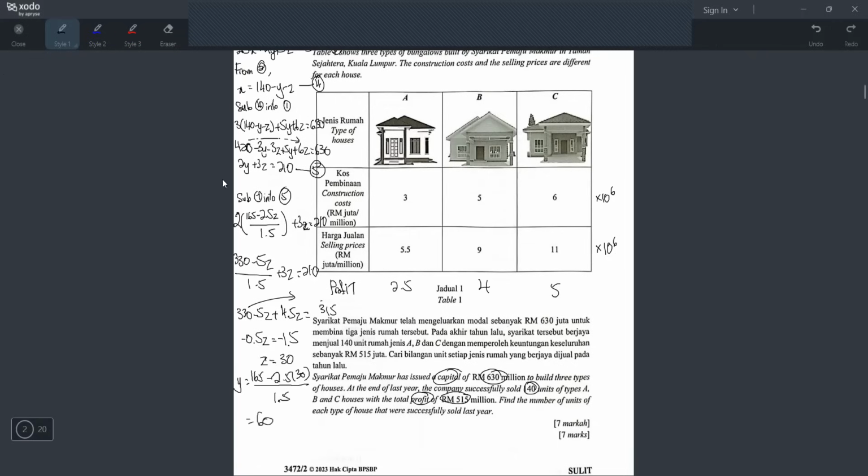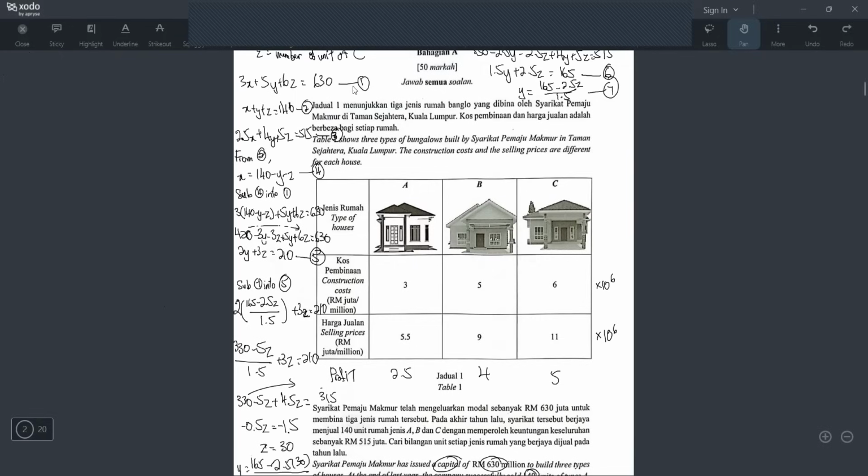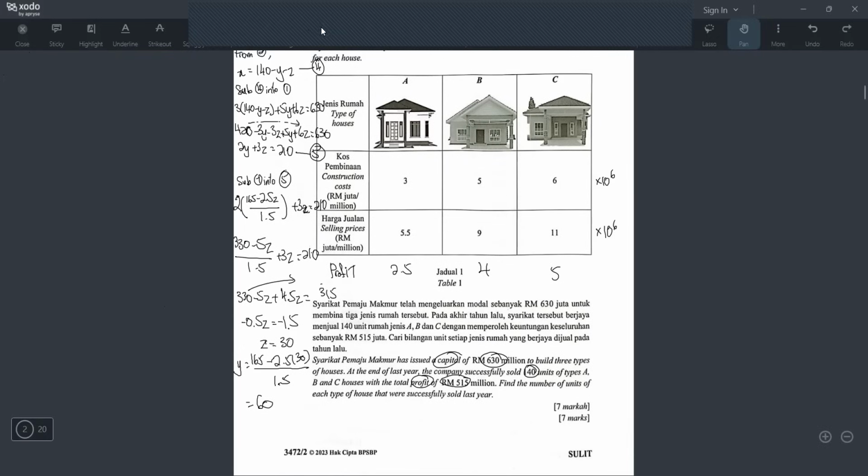and finally to get my x, I already have y, z. How to get x? Well, you can ganti equation yang ada 3 unknown. So yang ada 3 unknown is which equation? Equation 1, equation 2, equation 3, equation 4. So all these equation can help you find x. But the best one to substitute here is equation 4, because equation 4 is already so nicely. So x equals to 140 minus y minus z. Y is 60, z is 30. And then now you'll get 50 here, right?